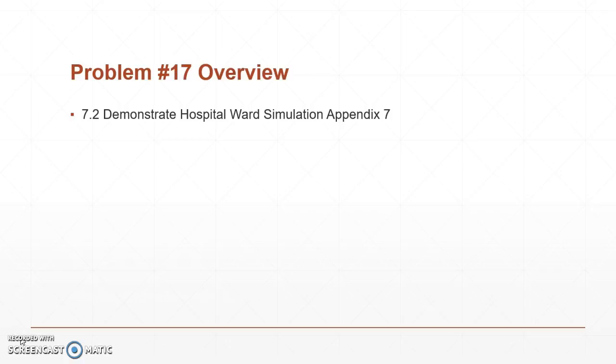Homework 17 is basically a hospital ward simulation problem. It is specifically problem number 7.2 in our textbook, which is in Appendix 7.